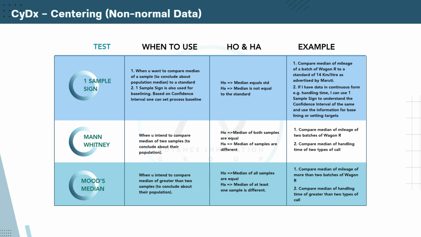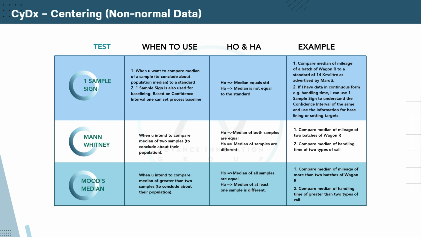Column 3, Ho and Ha, null and alternate hypothesis. Each row outlines the respective null and alternate hypotheses. 1 sample sign. Ho, median equals the standard. Ha, median is not equal. Mann-Whitney. Ho, medians of both groups are equal. Ha, medians are different. Mood's median. Ho, all sample medians are equal. Ha, at least one differs.